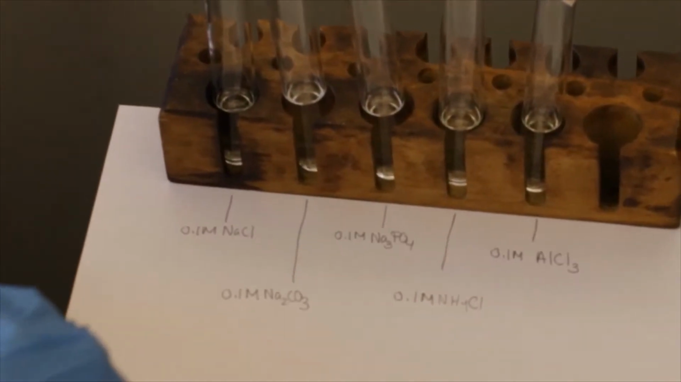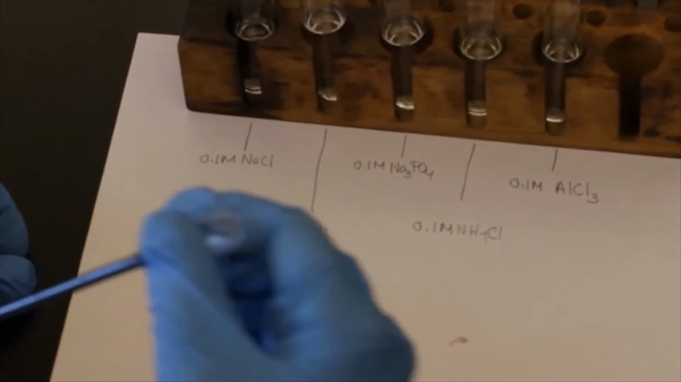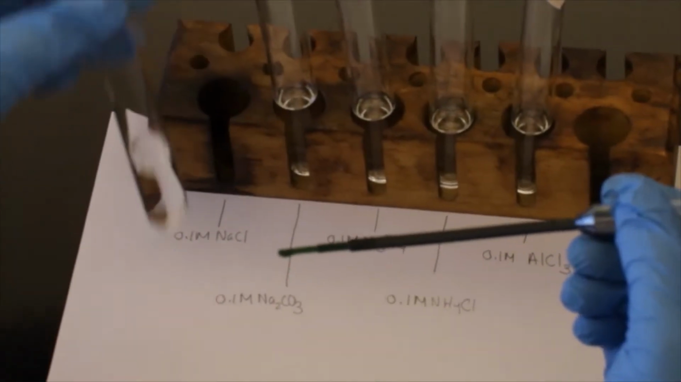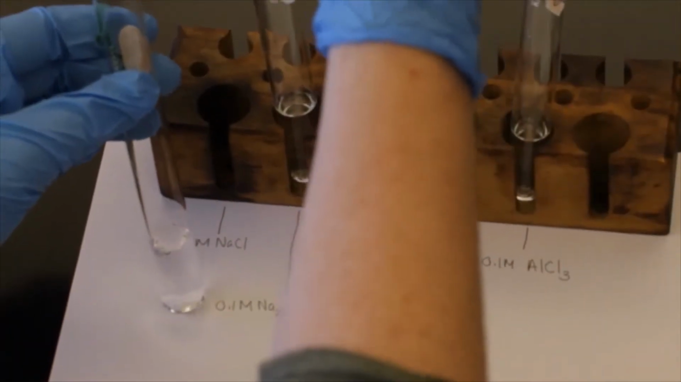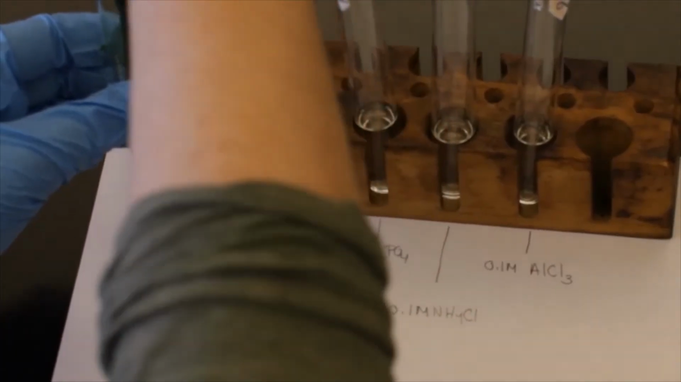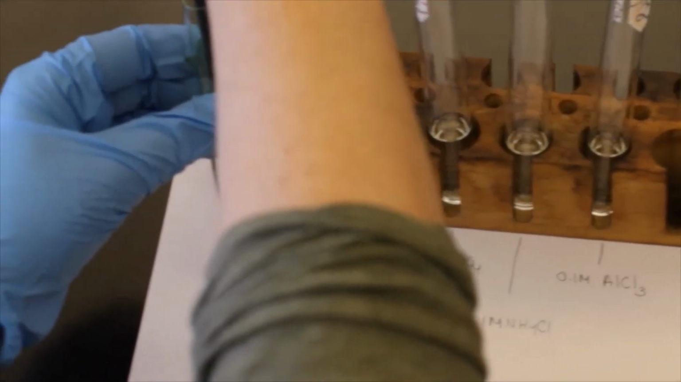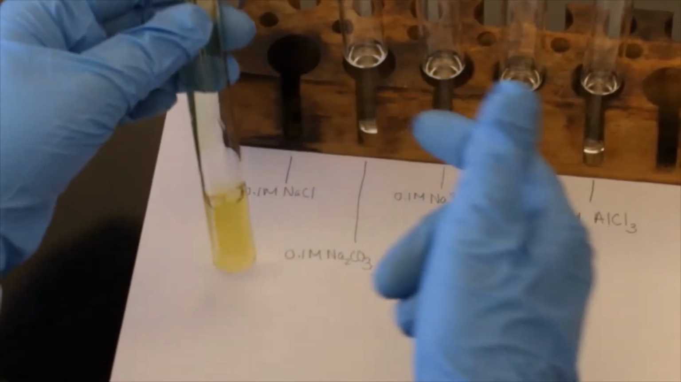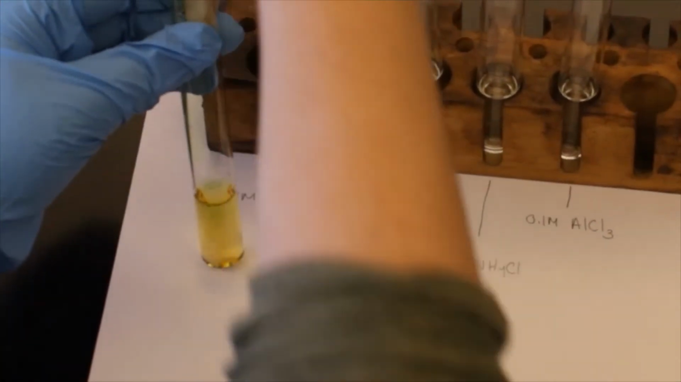So we're going to add just a couple drops of the indicator, which starts off as green, and see what happens to the color. So we're going to do NaCl first. Here's our NaCl. We're going to add our couple drops in of our universal indicator. And then we're going to mix it to see what color it turns. So it started off green, but it is really turning like this yellow color, okay? Again, here's the indicator in so you can see. So we have a yellow color, light yellow.